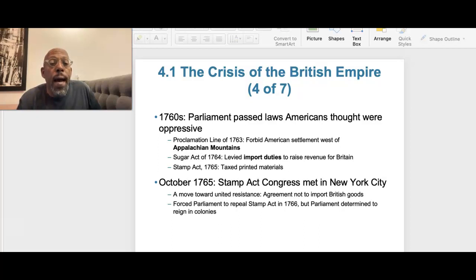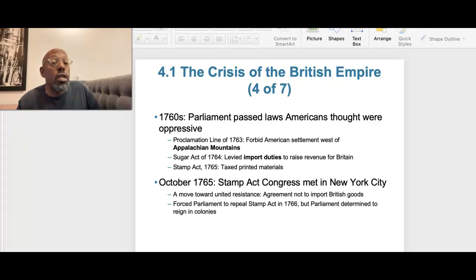All right. So you have these various acts: the Sugar Act of 1764, which levied import duties to raise revenue for Britain, and then the Stamp Act of 1765, which taxed printed materials. All right. So from October 1765, the Stamp Act Congress met in New York City. A move toward uniting the resistance, agreement not to import British goods. Okay, so this is a fight and a push against British control.